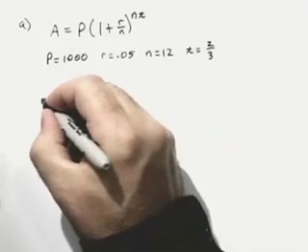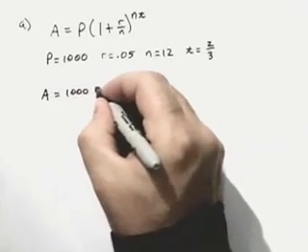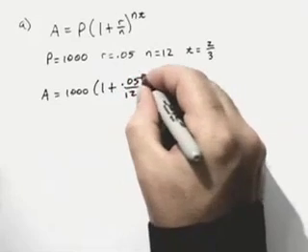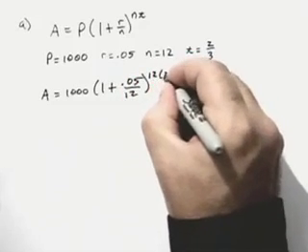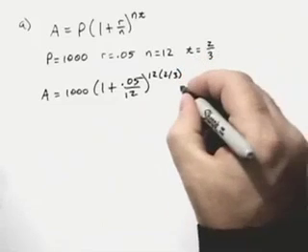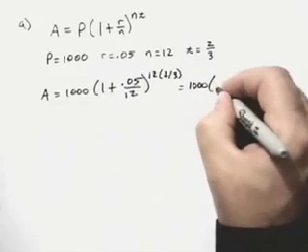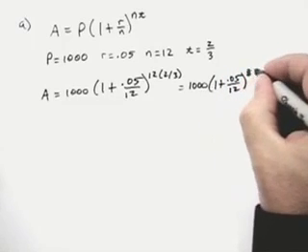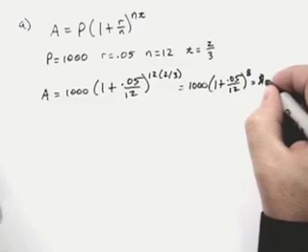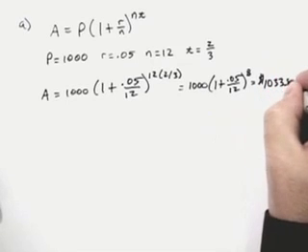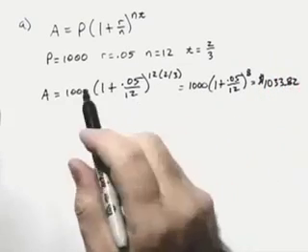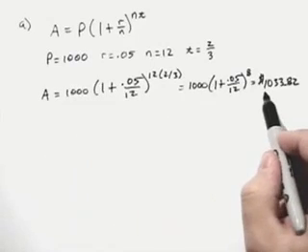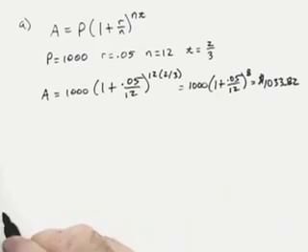We plug in the values, we get A is equal to 1,000 times (1 plus 0.05 over 12), raised to the 12 times 2/3 power. That will give us 1,000 times (1 plus 0.05 over 12) to the 8th power, which is $1,033.82. So if we invest $1,000 at 5% compounded monthly, in 8 months we will have $1,033.82.